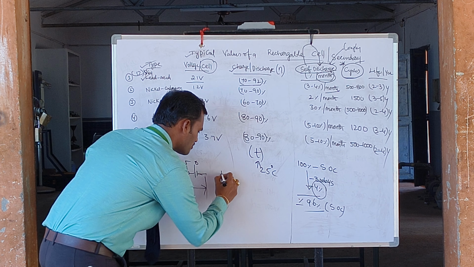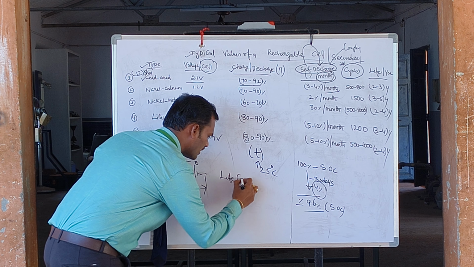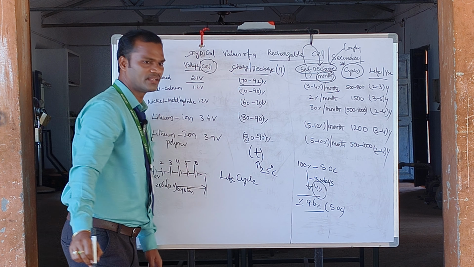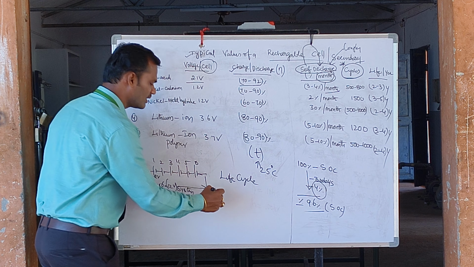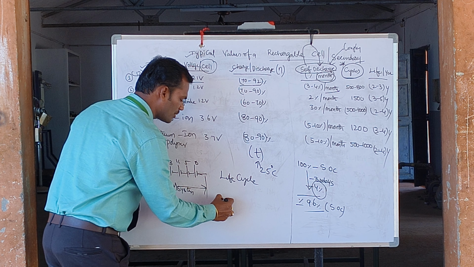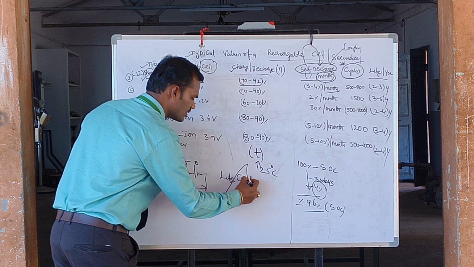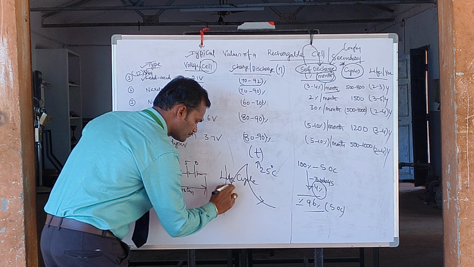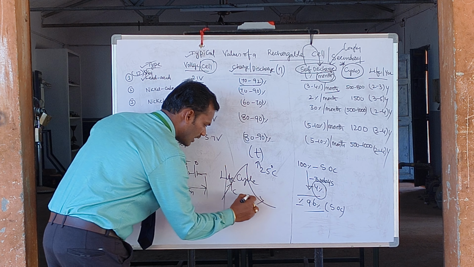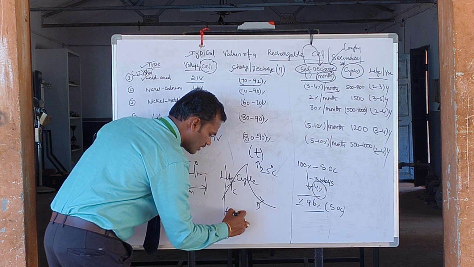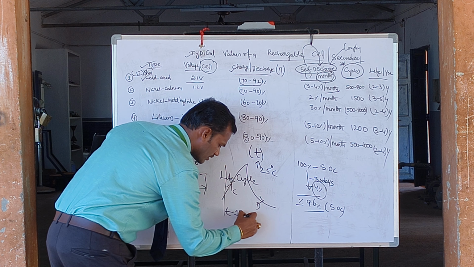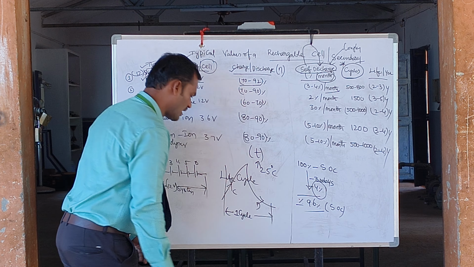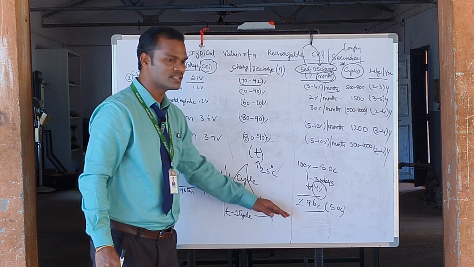come to the life cycles of the battery. Sir, what is meant by life cycle of a battery? Life cycle of a battery is nothing but the number of times a battery gets charged and the number of times the battery gets discharged. One charge and one discharge is called one cycle of a battery.